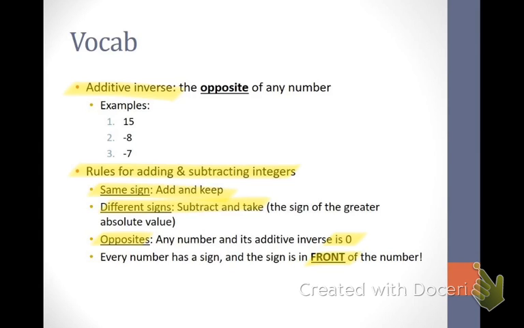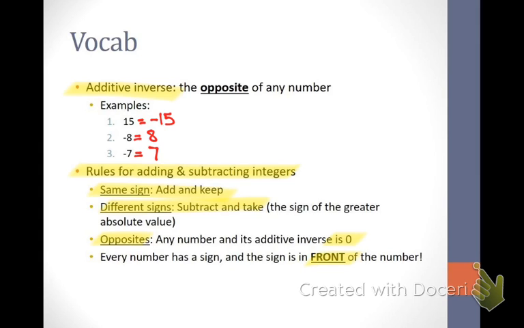So let's explain some of these in more detail. The additive inverse is the opposite of any number. So simply put, I'm just basically putting a fancy definition to a term that we already know. The additive inverse of 15 is -15. It's just the opposite sign. So what if I asked you, what is the additive inverse of -8? You just say 8. What is the additive inverse of -7? You just say 7. All right, so additive inverse means opposite.